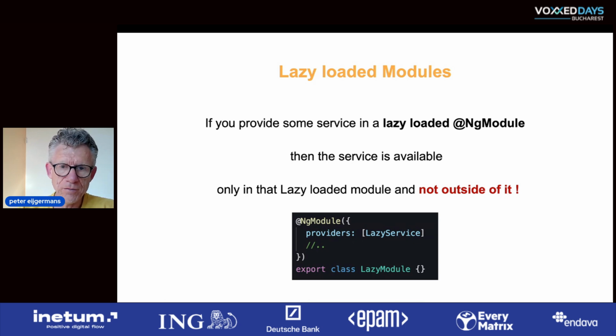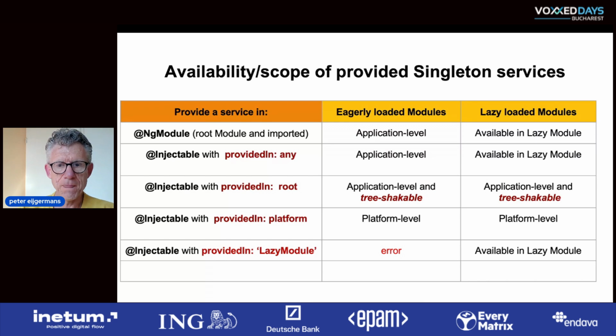There are a lot of situations. I've made a table of it. When you provide a service in an eagerly loaded module, in the NgModule, then the service is available, visible, application-wide. But when you provide a service in the NgModule of a lazy loaded module, then it is available only in the lazy module.